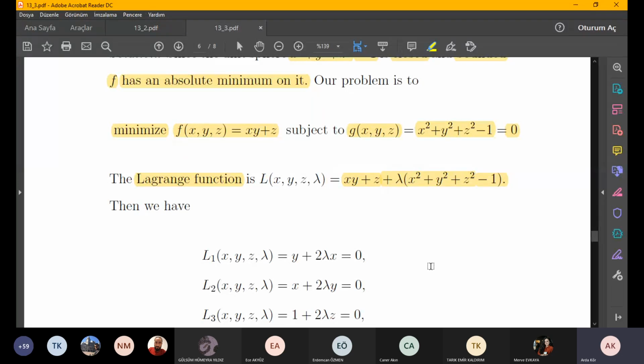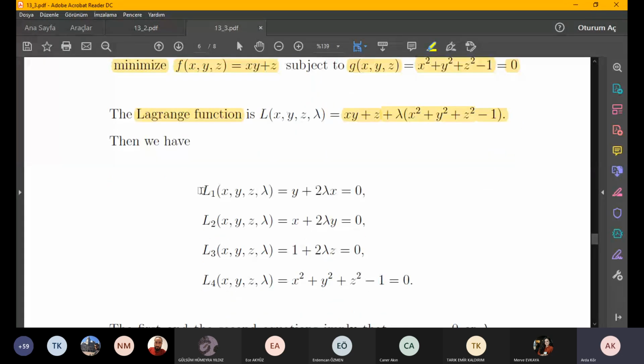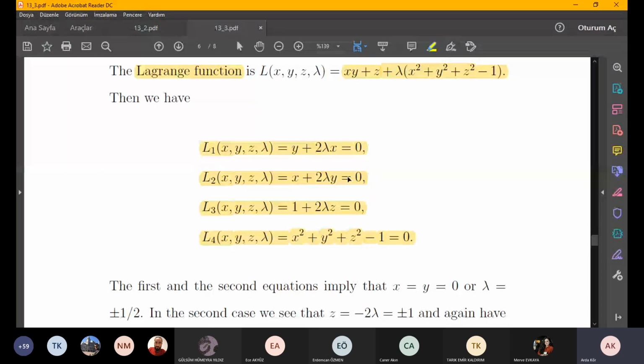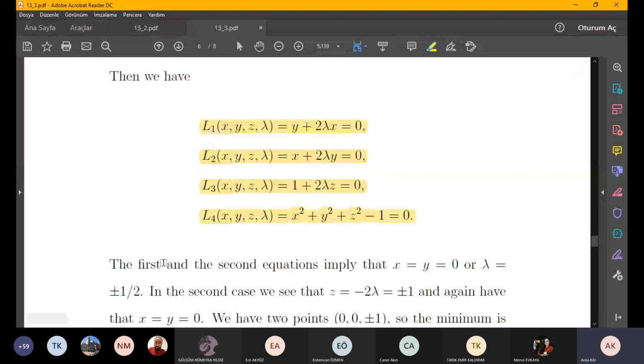We will find first partial derivatives of the Lagrange function with respect to x, with respect to y, with respect to z, and then with respect to lambda, which will give the constraint function. And after that we have to solve those 4 equations. From the first and second equations we get x, y equals 0 or lambda equals plus or minus 1 over 2.